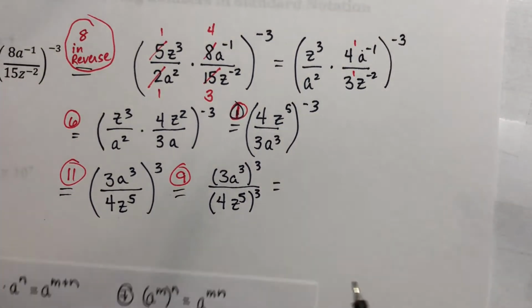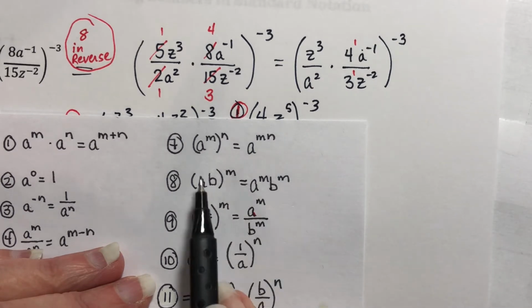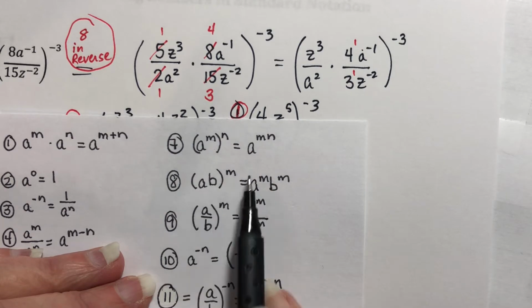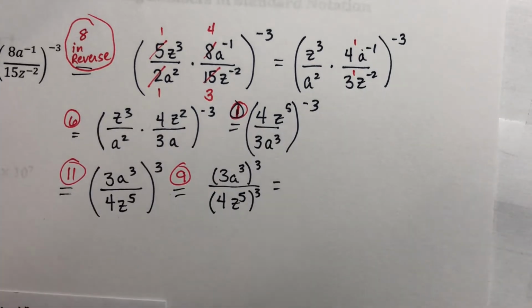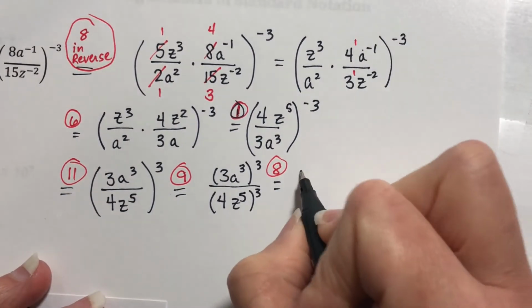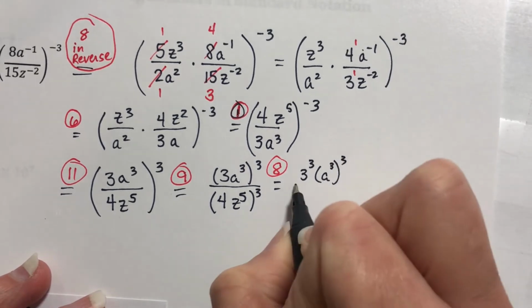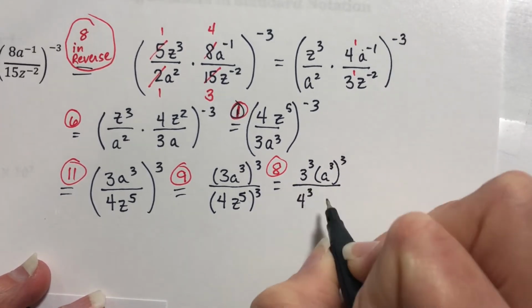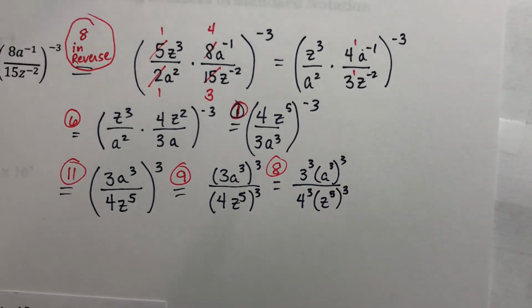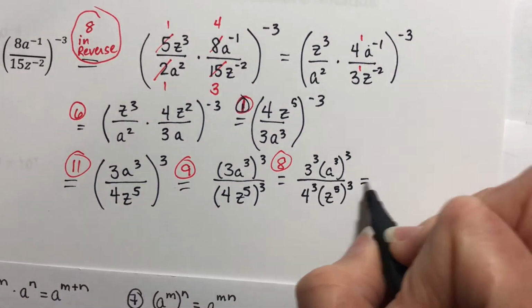Okay. Now property number 8, like I said, these all go together most of the time. Property number 8, if things are multiplied together, I get to take that outer exponent and apply it to each one. So this is property 8, and I get 3 cubed, a cubed, cubed, over 4 cubed, z to the fifth to the third. Okay, 3 cubed is 27.